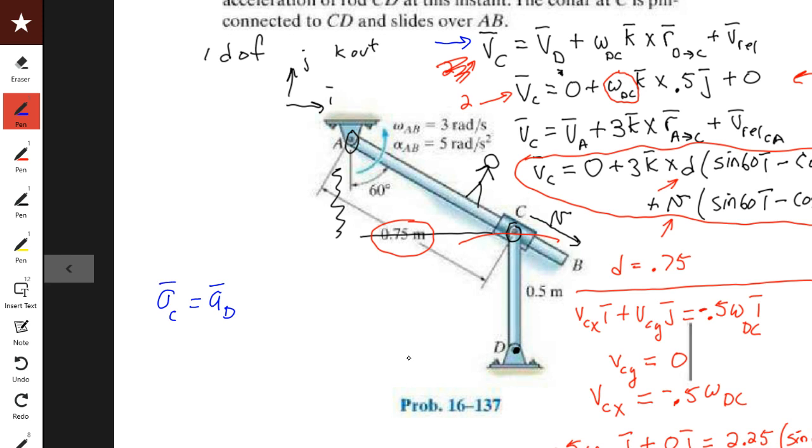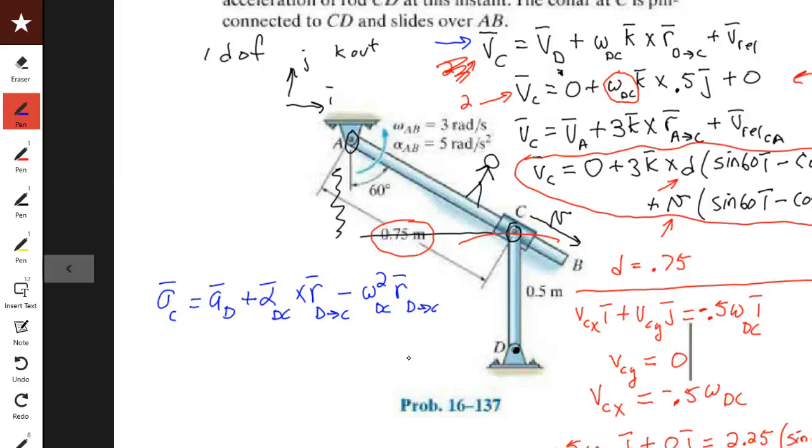Got to remember that those are vectors, right? Just so I don't screw something up. Plus alpha of DC cross R from D to C minus omega DC squared R D to C plus 2 omega cross V rel, and between D and C there is no V rel, plus an A rel, so those are gone as well between D and C. So I mimicked that equation.